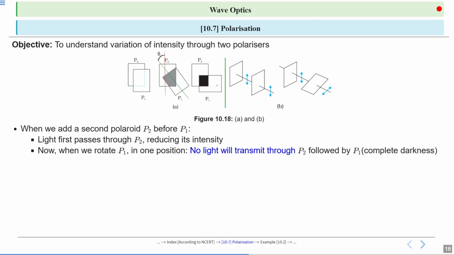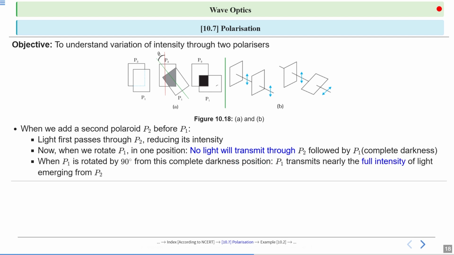Continuing from the position of complete darkness, if we rotate P1 by 90 degrees, something interesting happens. P1 will now transmit nearly the full intensity of light that emerges from P2. This clearly tells us how the relative orientation of polarizers can significantly affect the amount of light that passes through. So for one position, no light will transmit, that is complete darkness, and when P1 is rotated by 90 degrees from the complete darkness position, then P1 transmits nearly the full intensity of light emerging from P2.